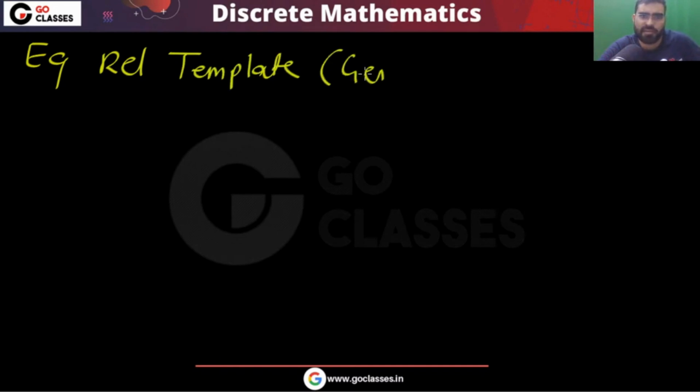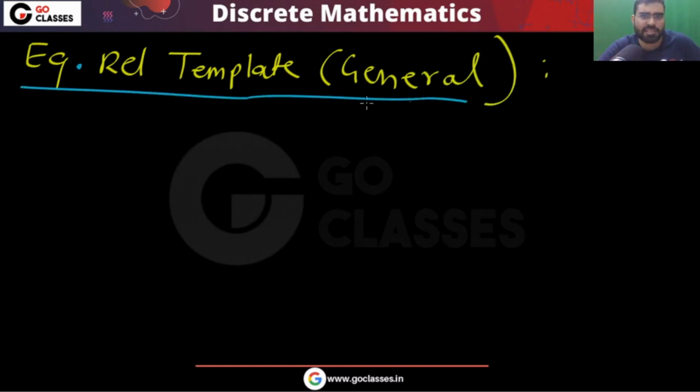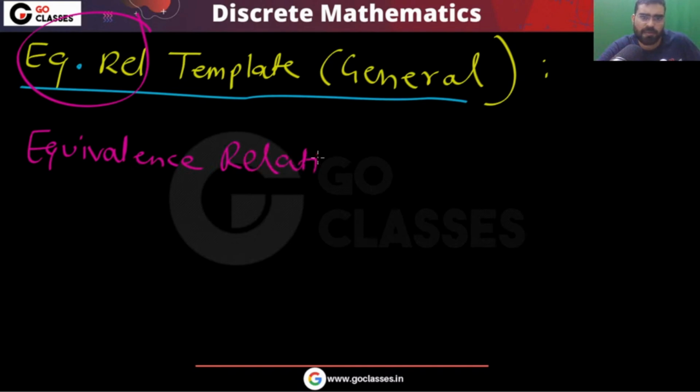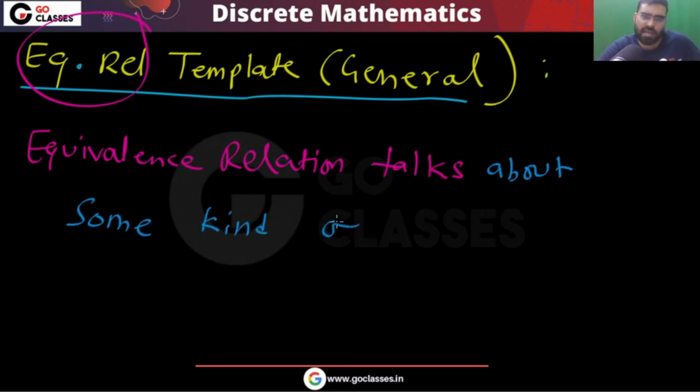Let me tell you about the equivalence relation general template. An equivalence relation talks about some kind of equality. As I told you, equivalence relation basically gives some kind of equality.